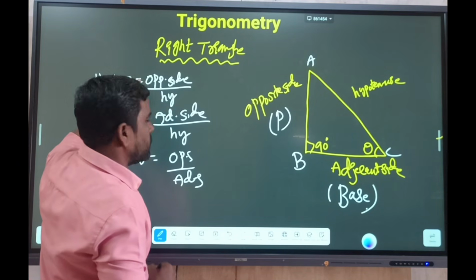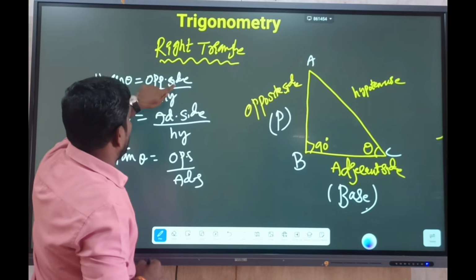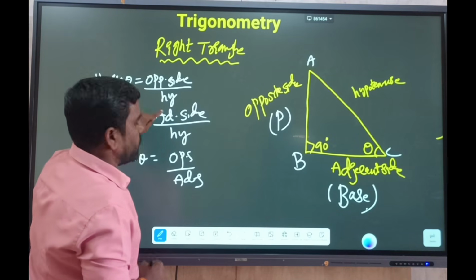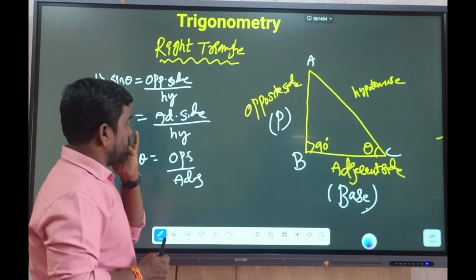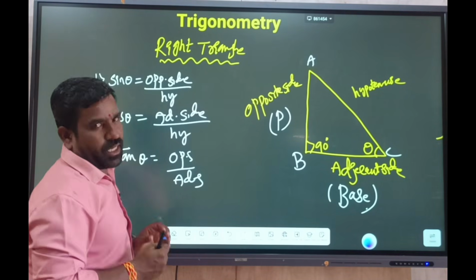Here are the primary three trigonometry ratios. Sin theta is the opposite side by hypotenuse. Cos theta is the adjacent side by hypotenuse. Tan theta is the opposite by adjacent side. These are the three trigonometry ratios.